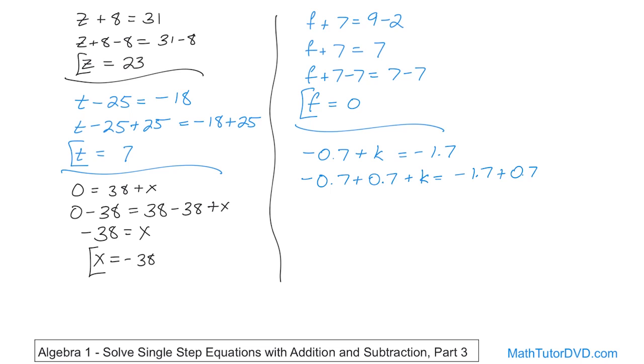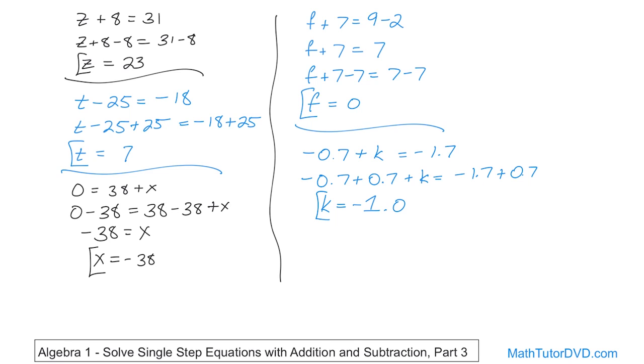So I'm adding 0.7 to both sides. I'm adding it here and I'm adding it here. This is going to give me 0 when I add those together. So on the left, I'll just have k. And then when I take negative 1.7 plus positive 0.7, how do you do it? You subtract them, which 1.7 minus 0.7 gives you 1, or 1.0. And the sign of the answer, because you're adding opposite signs, goes with the larger absolute value, which is negative. So it's really negative 1.0.